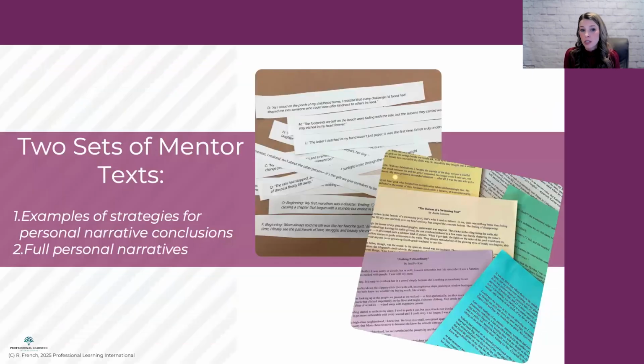So for my lesson, I had 2 sets of mentor texts. One was just little strips of paper that had excerpts from the concluding statements of some personal narrative examples. And there were a lot of them, maybe 12 or 15 of them. And I made sure that I had a couple examples of all of the important concepts I was looking at, such as full circle endings. And then the other collection I had was full personal narrative texts. So we use these 2 as my text sets for the lesson.